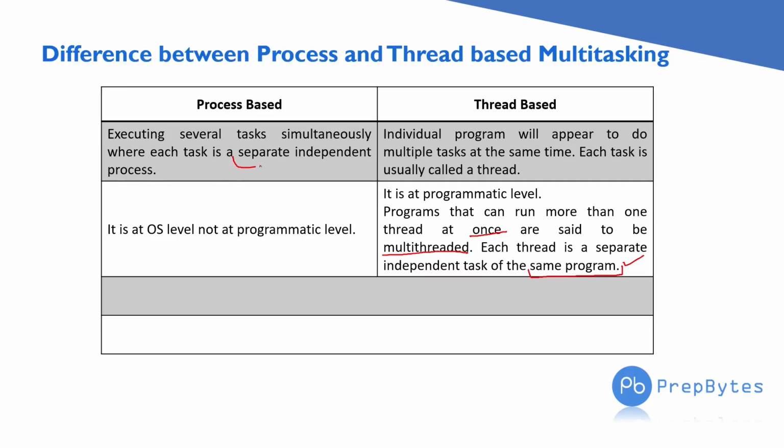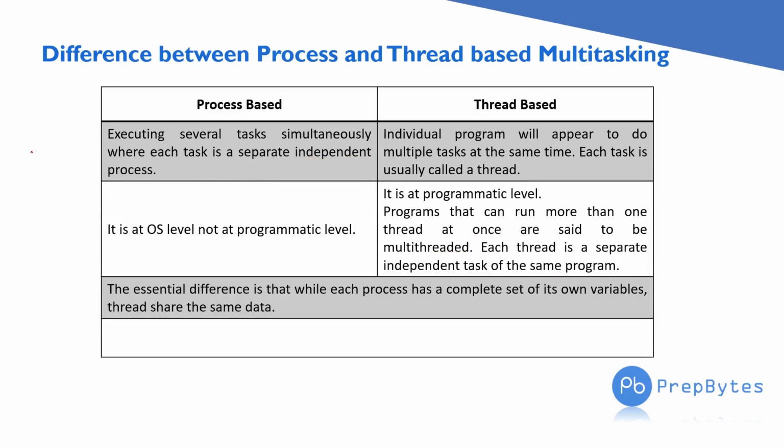Here it is a separate independent process. Here it is the same program. Inside the same program we have different tasks, but here we have different processes altogether. Okay, next point. The essential difference is that while each process has a complete set of its own variables, threads share the same data. We will see this point afterwards, which data threads share and which data threads do not share.